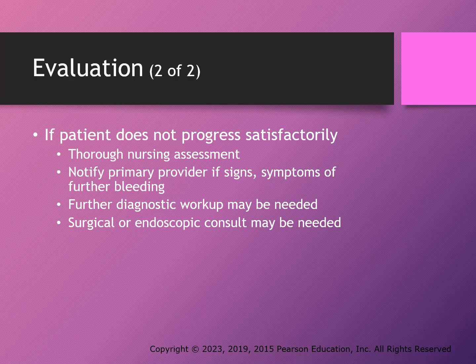If the patient does not progress satisfactorily to the expected outcomes, the nurse must complete a thorough assessment, particularly the patient's reported pain level, diet tolerance, and vital signs. Signs and symptoms of further bleeding, such as abdominal pain and increased pain, will require notifying the healthcare provider, and that abdomen will become more rigid and board-like, and you'll continue to have hypoactive bowel sounds.